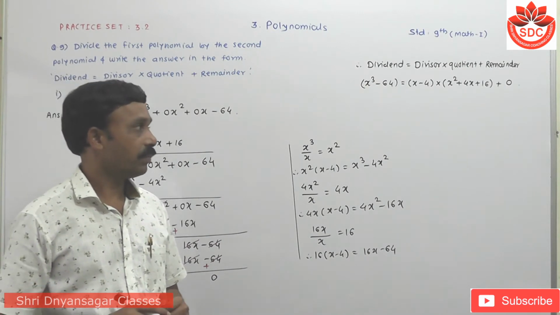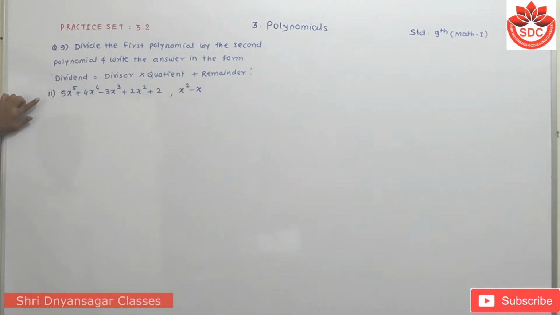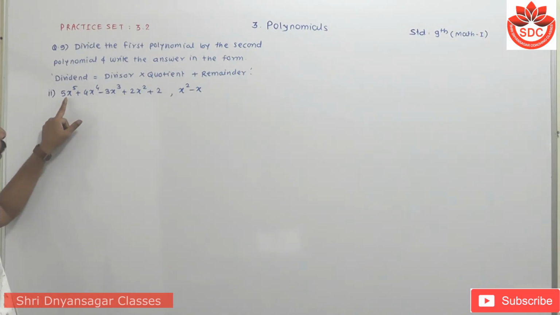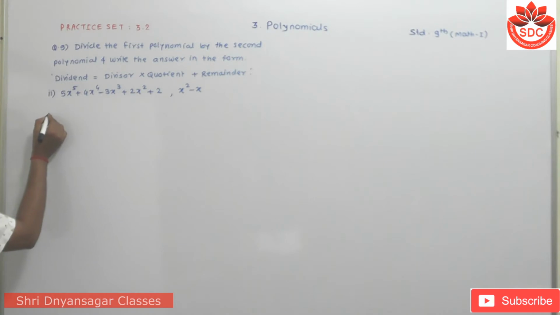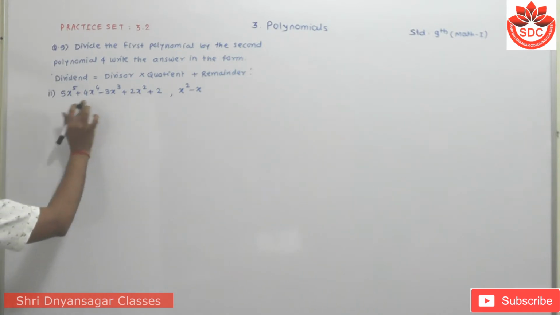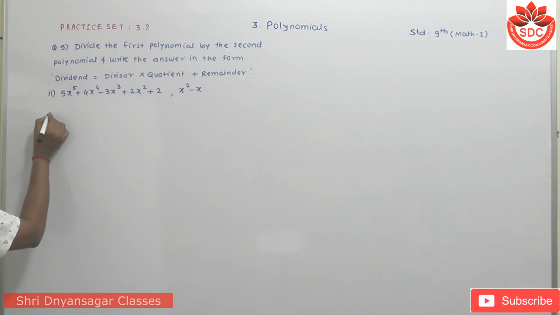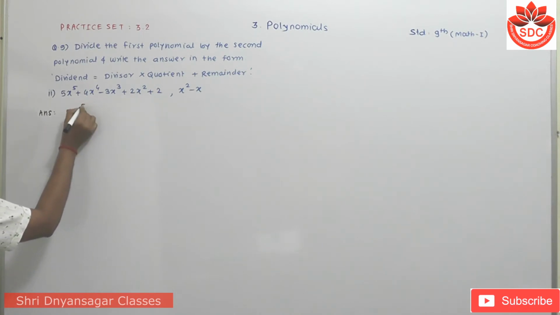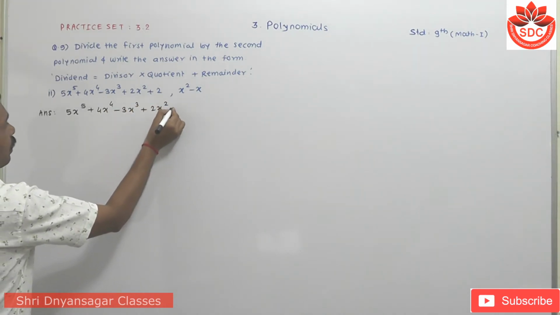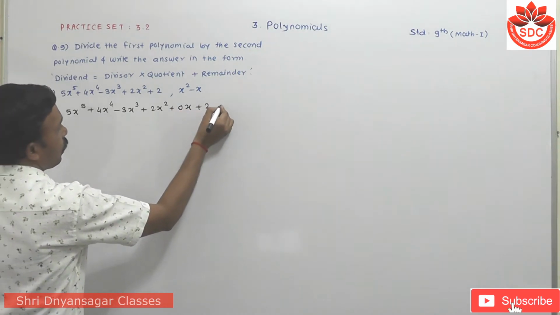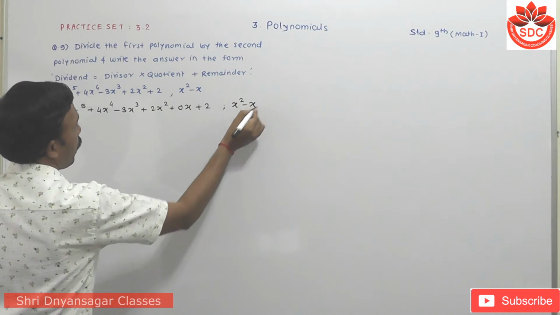We take the next question. The second division is that you have to divide this polynomial by this one. Now look here, the degree is 5, which means there are total 6 terms, but I count 1, 2, 3, 4 and 5 terms, and one term is absent. So the standard form of this is 5x raised to 5 plus 4x raised to 4 minus 3x cube plus twice x square plus 0x plus 2, divided by another polynomial, x square minus x.